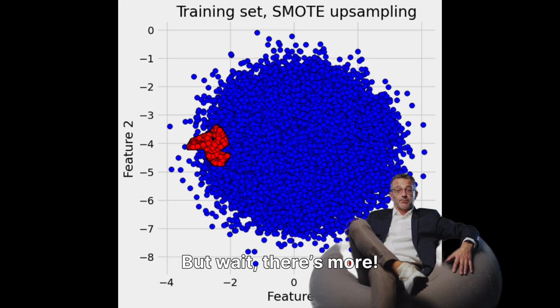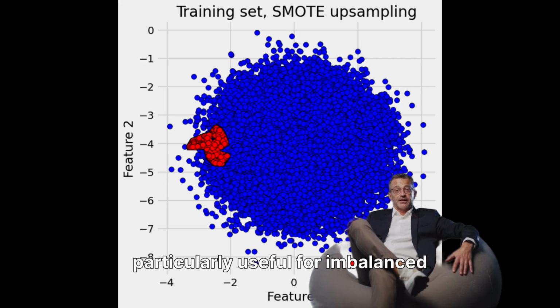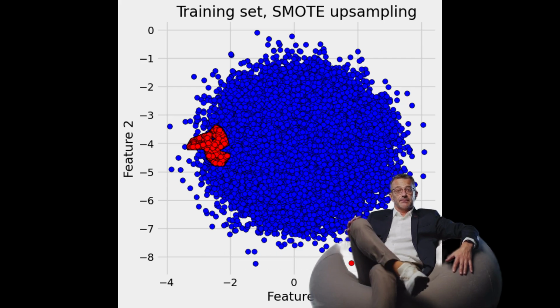But wait, there's more! Cross-validation isn't just limited to these 2 methods. There are other variations, like stratified k-fold, which ensures that each fold has an equal distribution of classes, making it particularly useful for imbalanced datasets.